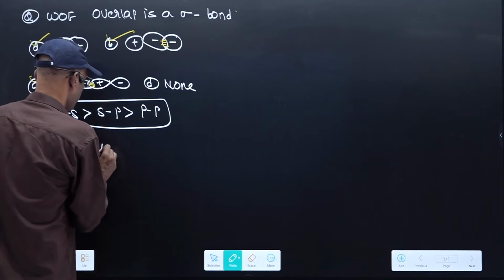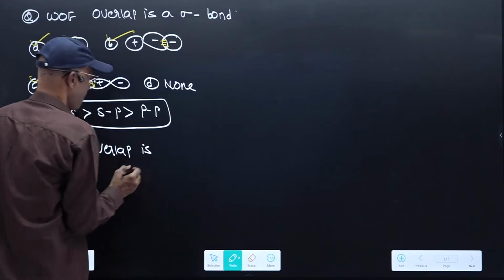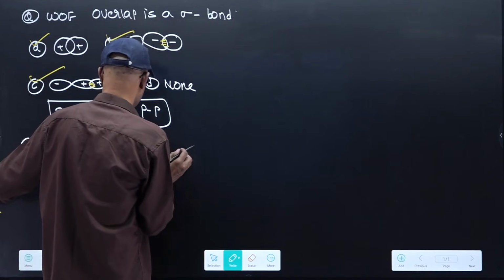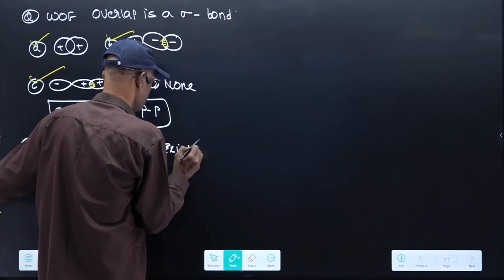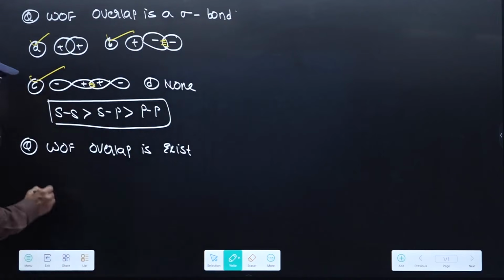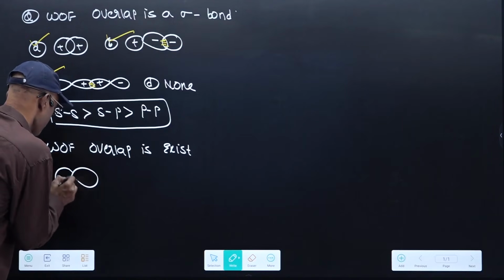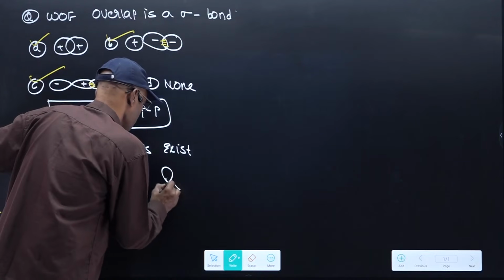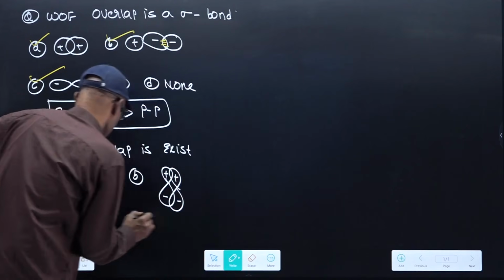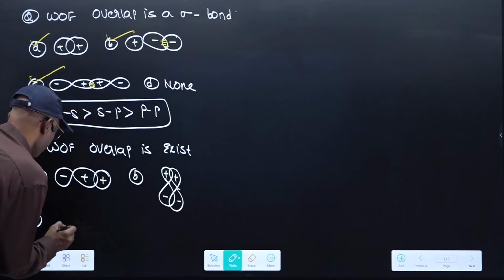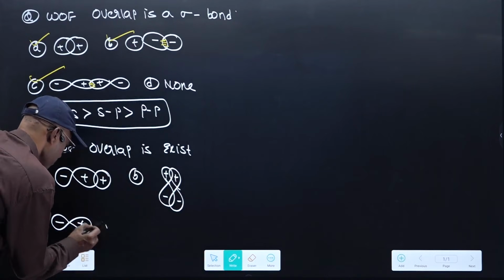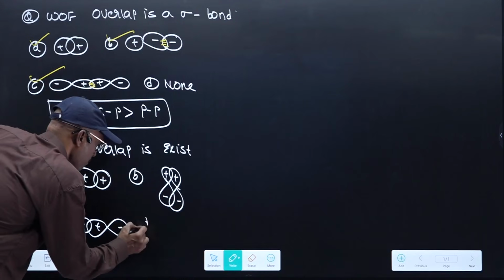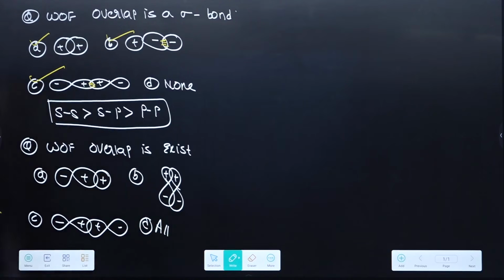Which of the following overlap exists? Minus plus, plus plus, minus minus. All. Which overlap exists? Which exists? All exist.